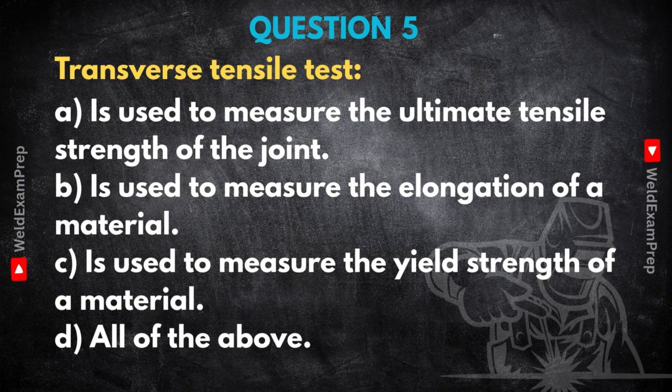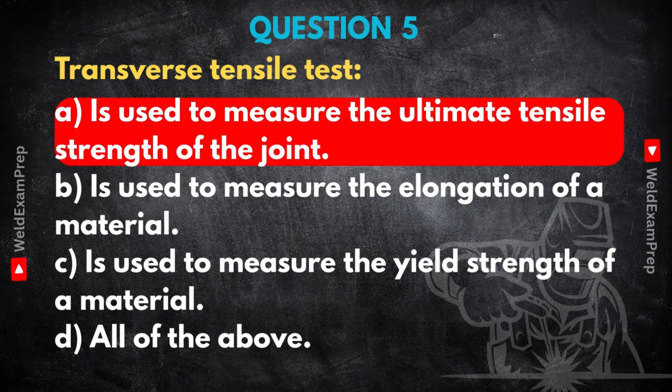Right. For the transverse tensile test, the primary answer is A. Yeah. It's used to measure the ultimate tensile strength of the joint. The joint specifically. How is that different from the elongation test we talked about earlier? Good question. The earlier one was an all-weld metal test. It just tests the properties of the weld metal itself. Okay. The transverse tensile test pulls a specimen taken across the entire weld. So it includes parent metal on both sides, the heat-affected zones, HAZ, and the weld metal in the middle.